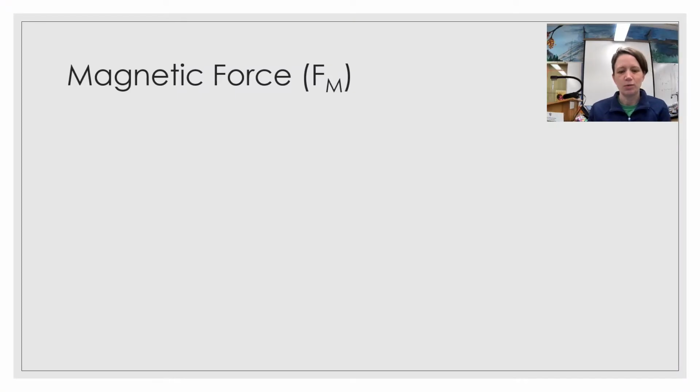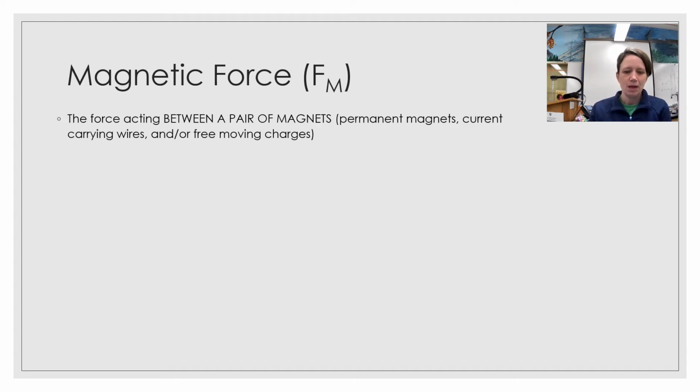Probably won't surprise you that we're going to use an F sub m to represent magnetic force. And if you remember our discussions about forces, you remember that every force is an interaction between pairs of objects. So magnetic force is no exception. It is an interaction between a pair of magnets. This can be any kind of magnets or any combination of kinds. So it can be a permanent magnet interacting with a current carrying wire, etc. They can all interact with each other.